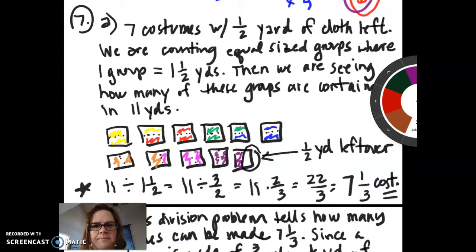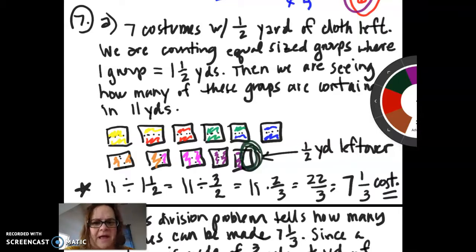So he can make 7 costumes. That's probably what you figured out. 7 costumes with a half a yard of cloth left over. So let's look at the diagram so you can see what we're doing here. Essentially, we're counting equal size groups where one group is 1.5 yards. And you can see the way I colored it so that I could color my 3 halves. So I could see that there are 7 different colors or 7 costumes. And then I end up with this half of a yard left over.